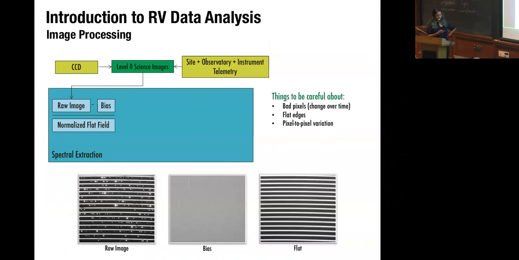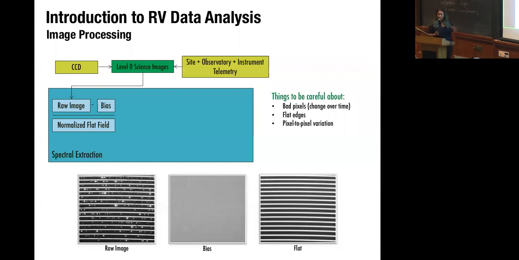So you start with your CCD image. That's what we're calling a level 0 science image. You also, at the same time, have gathered all of the information about that observation as you were taking it. So things like the weather conditions, the temperatures all around your instrument, air mass, all of that stuff. So you take the raw image, which looks like this, a 2D image. You take out the bias for a CCD, and then you normalize it using the flat field.